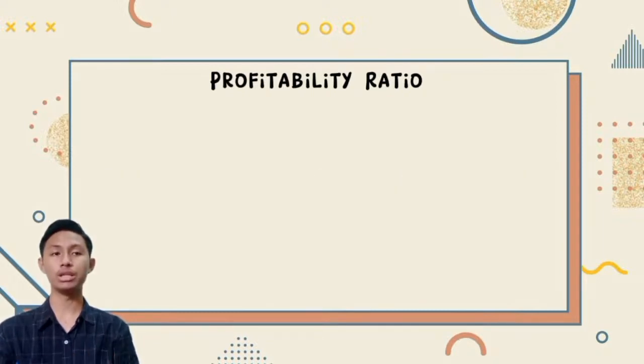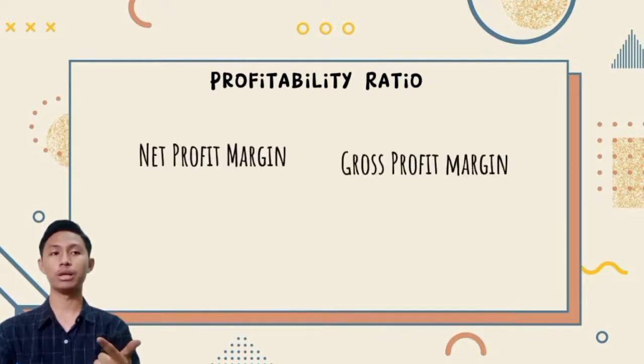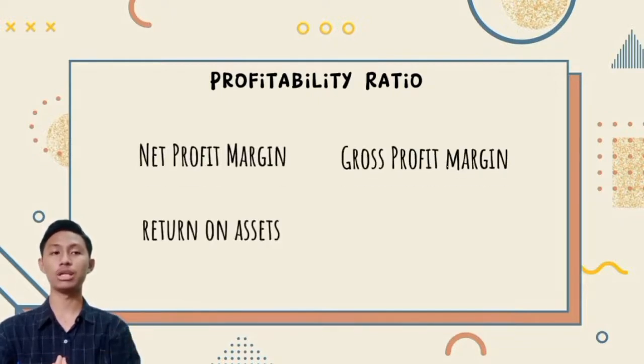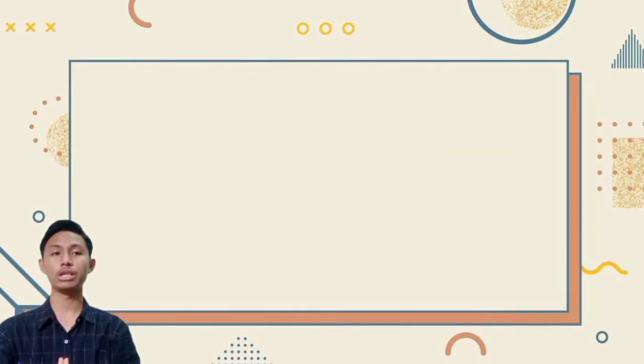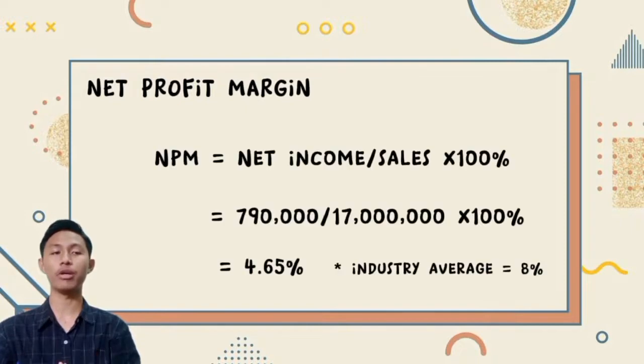So in the profitability ratio, there are 4 components, which are the net profit margin, gross profit margin, return on assets, and also the return on equity. The first one is the net profit margin, and to calculate the net profit margin, we divide the net income by the sales.